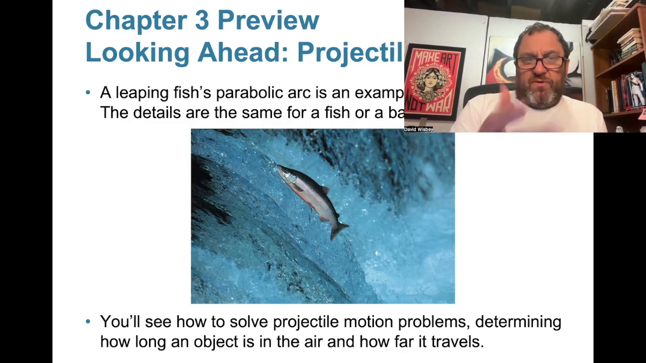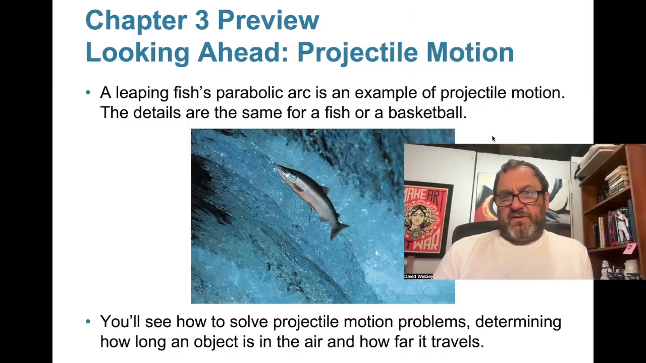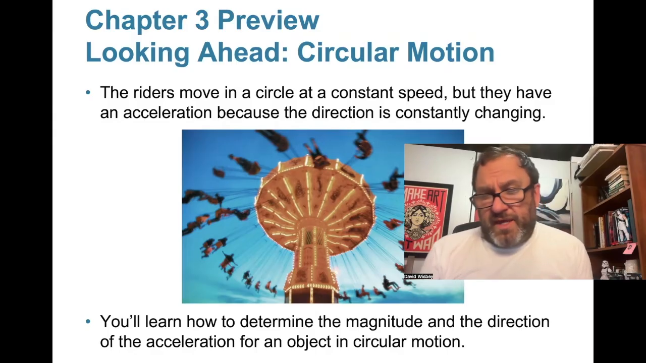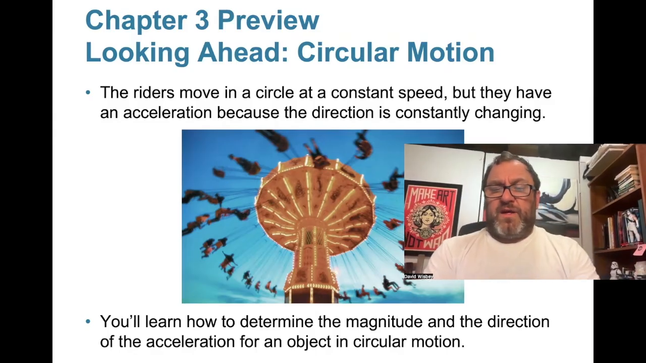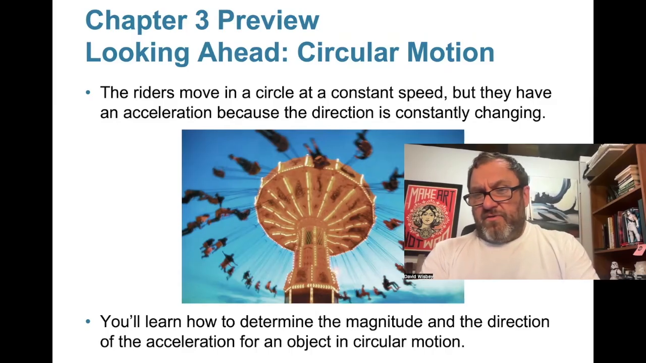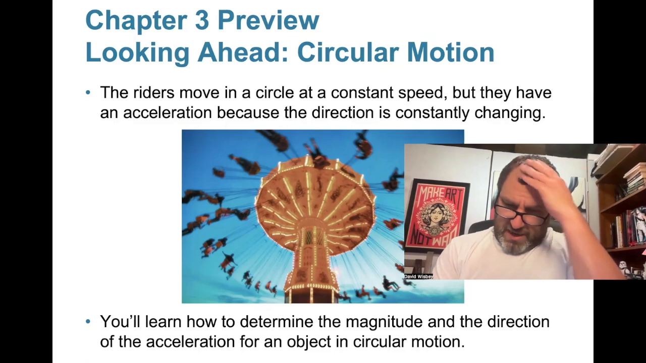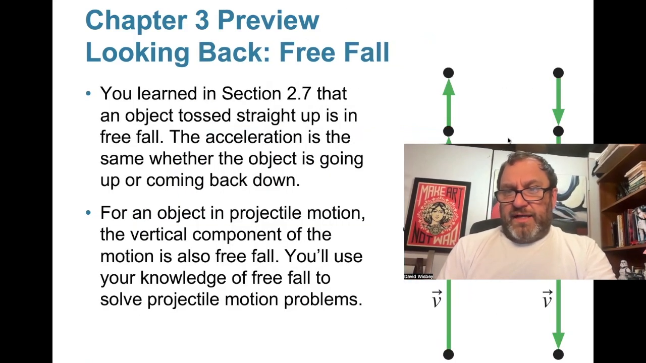So he has a parabolic arc. It's an example of projectile motion. The details are the same for the fish and the basketball. It doesn't matter. Fish and basketball are the same. The riders move in a circle at a constant speed, but they have an acceleration because the direction is constantly changing. You can either accelerate because the magnitude of your velocity vector is changing or the direction is changing. So we'll learn how to find the magnitude of our velocity.